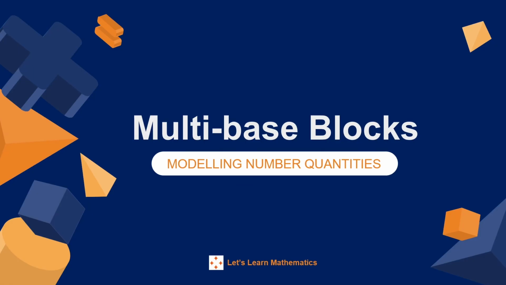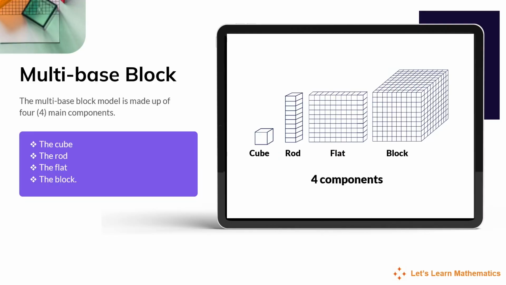Right, so let's look at the first model that we'll be using. That is the multi-base block model. The multi-base block model, as mentioned early on, uses four main components. That is the cube, the rod, the flat, and the block. These are the four main components that we normally use to build using the multi-base block model.